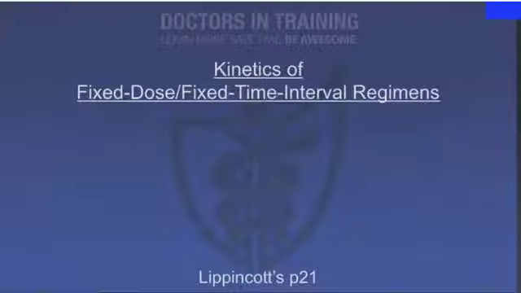So we're almost to the end. Hang in there for one more little topic, and that is the kinetics of fixed dose and fixed time interval regimens. Even in a hospital, when you've got a patient getting IV drugs, it's a lot simpler to give a certain amount of drug, a certain fixed dose at a certain interval. You might give 100 milligrams every 4 hours or something like that.